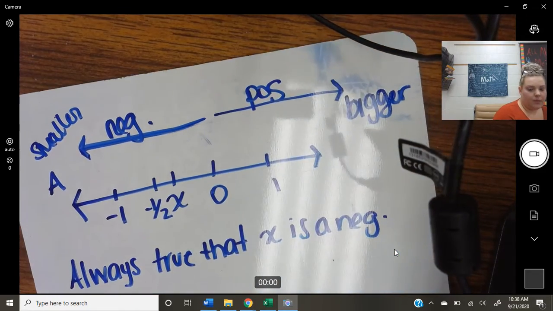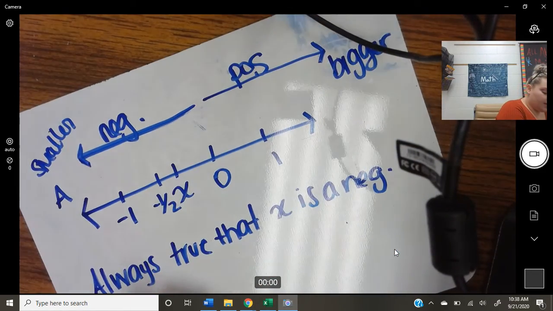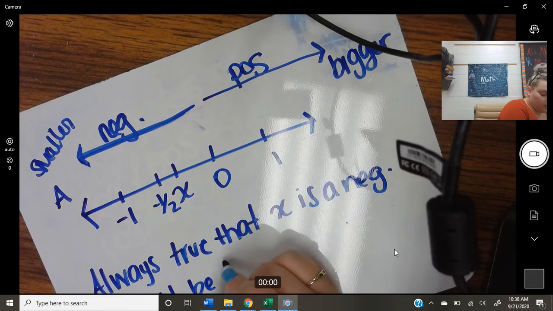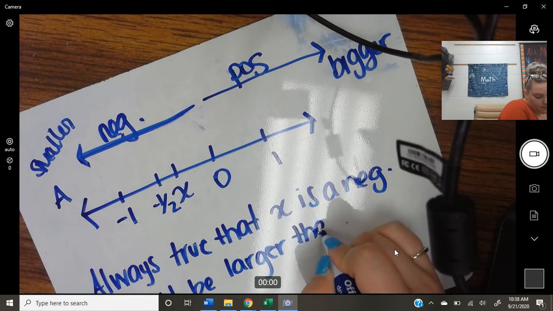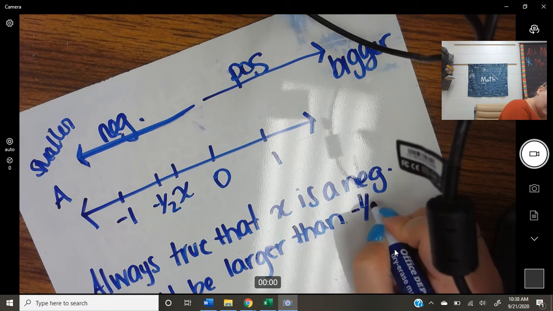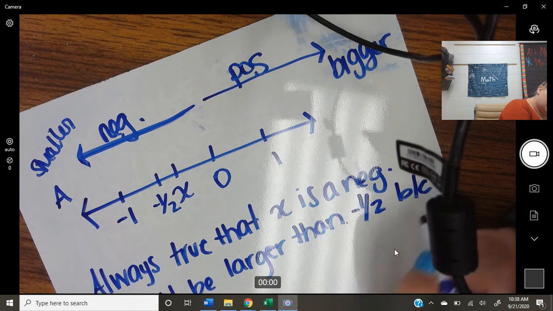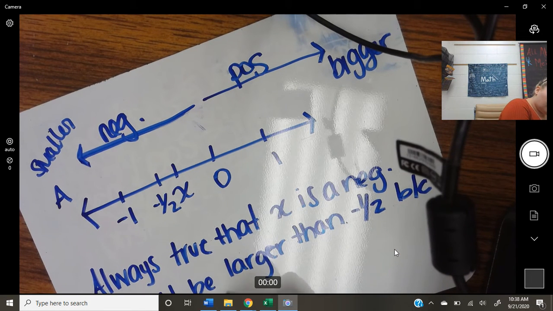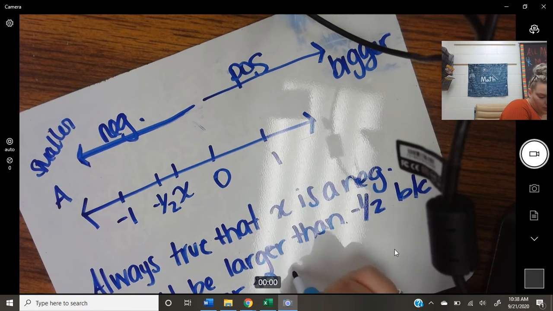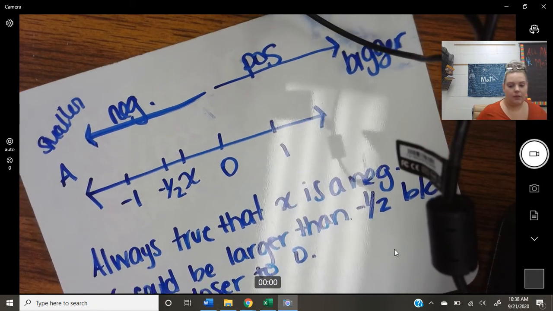Okay. So then yes, x could be larger than -1/2 because it's closer to 0. All right.